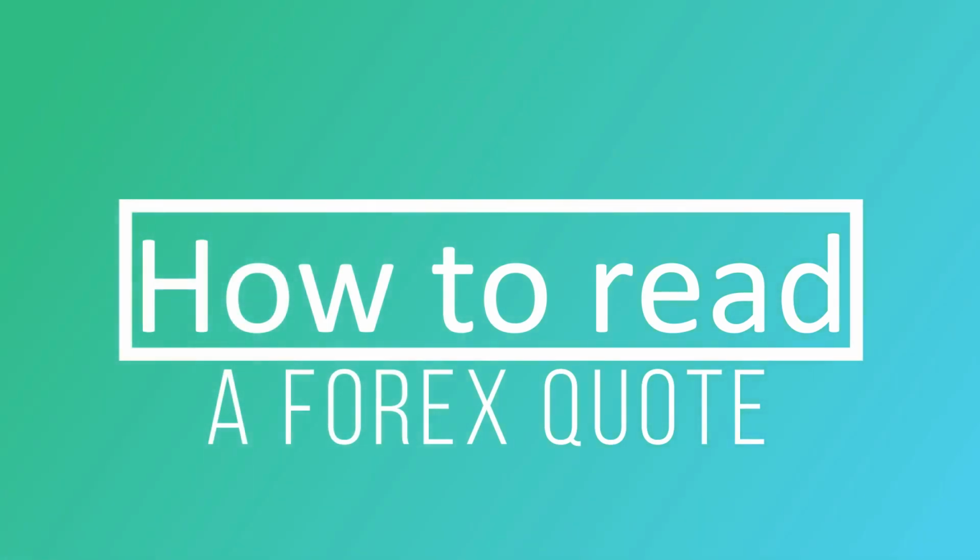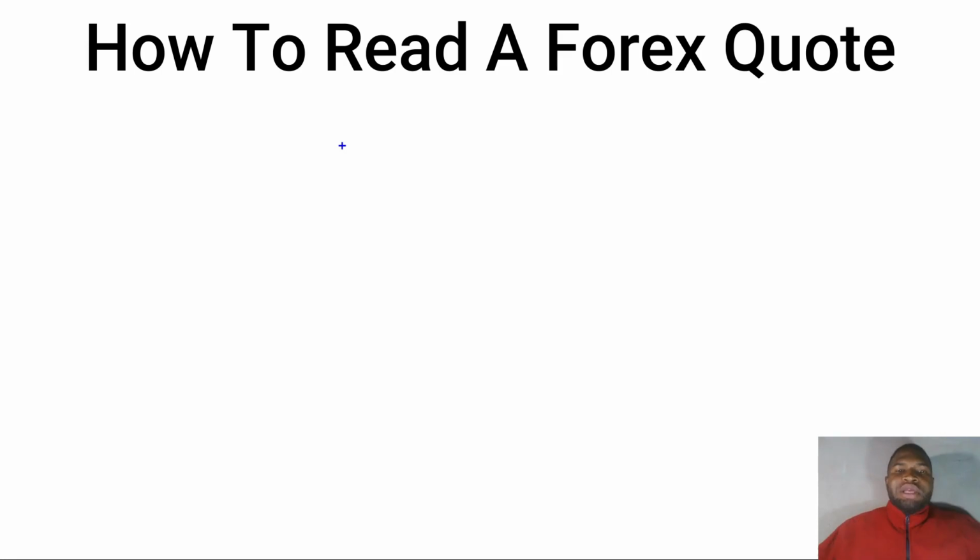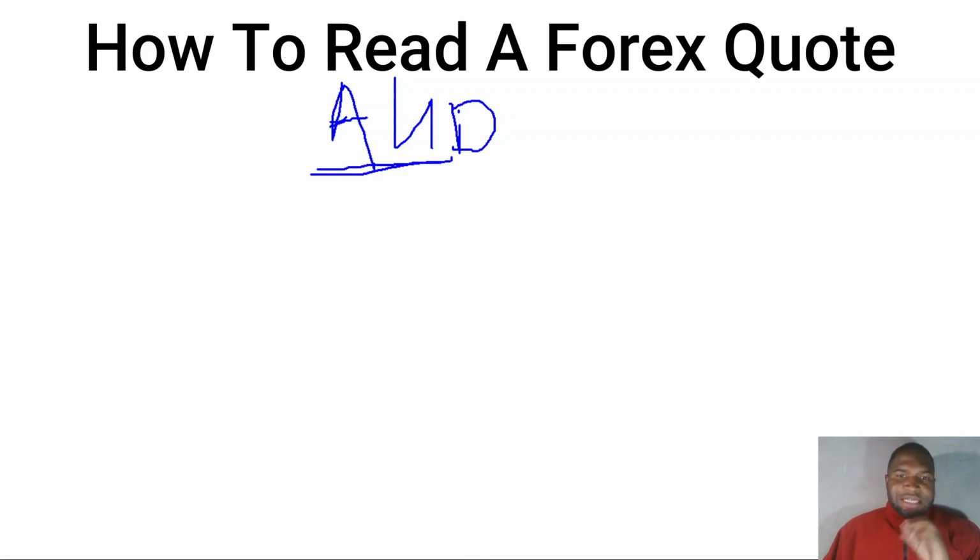Now, when we are reading a forex quote, currencies are not written in their full names, but in 3-letter codes. For example, the Australian dollar is written as AUD. The first 2 letters represent the country where that currency belongs, in this case Australia, and the last one represents how it is called out. So we say the Australian dollar.